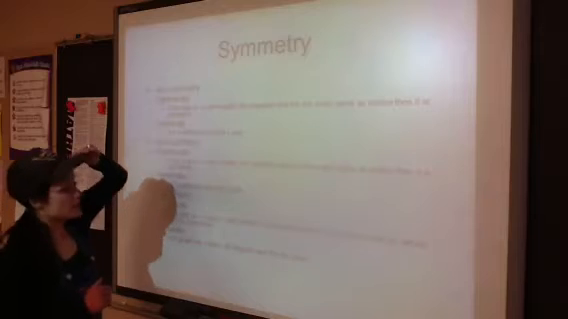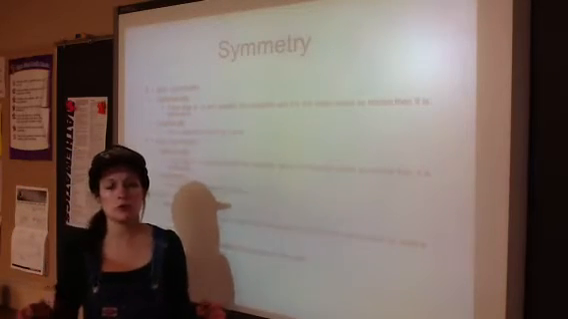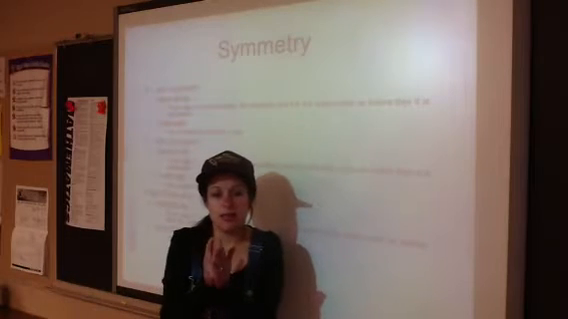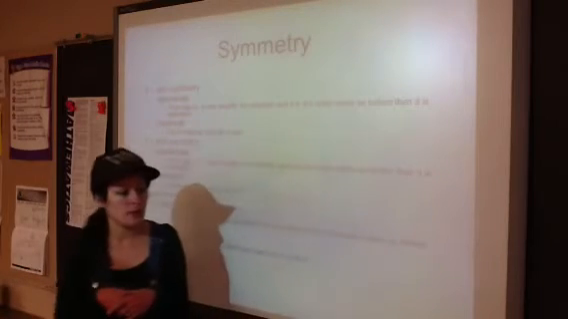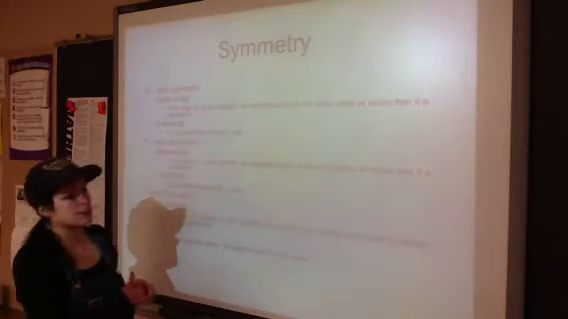Anyways, we're going to find symmetry. What symmetry is: if a graph can fold in half on top of itself, then it has some type of symmetry. Or if you rotate the graph and you still get the same thing, it has some type of symmetry.